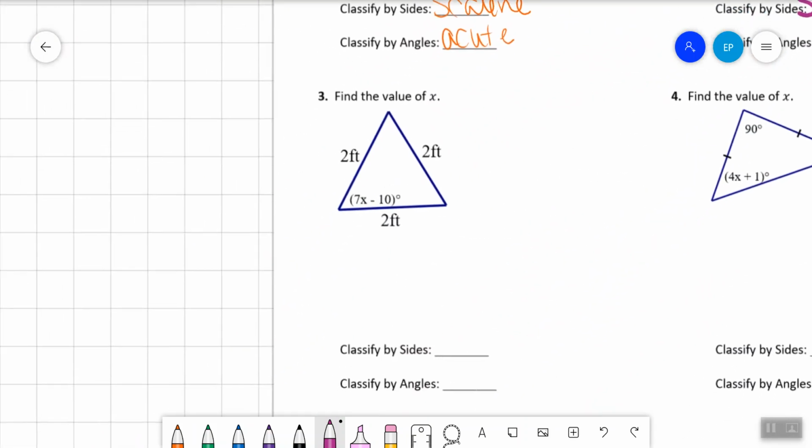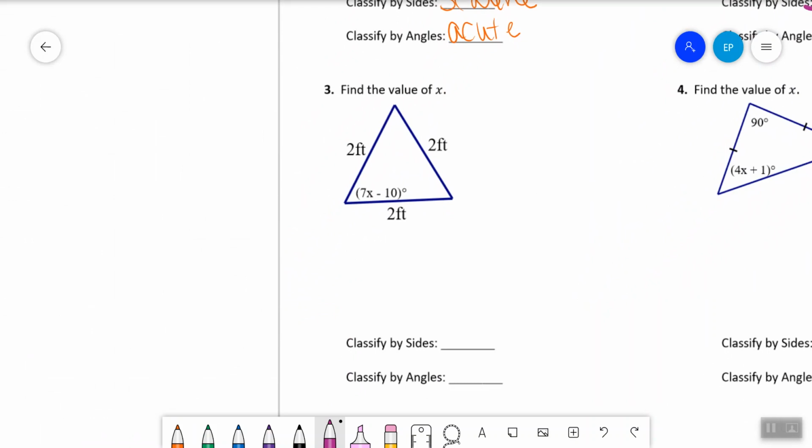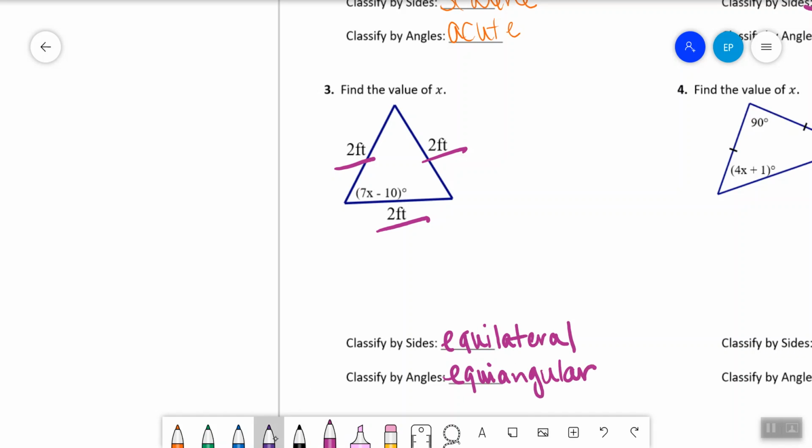Number 3. Looking at my side lengths, this is 2, 2, and 2. Since those are all the same, this is automatically equilateral. And if my triangle is equilateral, I automatically know that this is equiangular. With knowing that is equiangular, that means each angle is equal to 60 degrees.